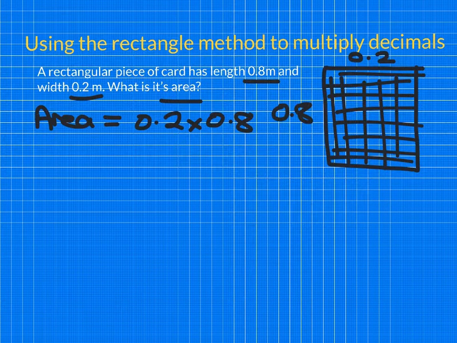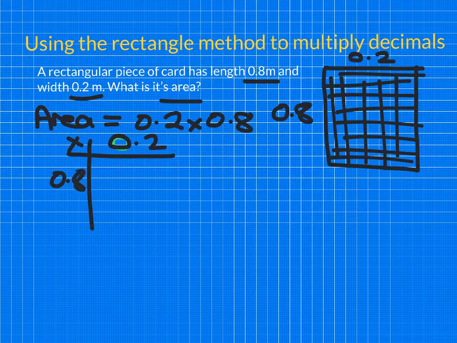To do that, it's easier to actually draw ourselves a little rectangle. On one side of our rectangle we have got 0.2 and it's being multiplied by 0.8. So how do we work out 0.2 times 0.8? Basically, it looks like we've got 2 times 8. So let's work that out first as 16.